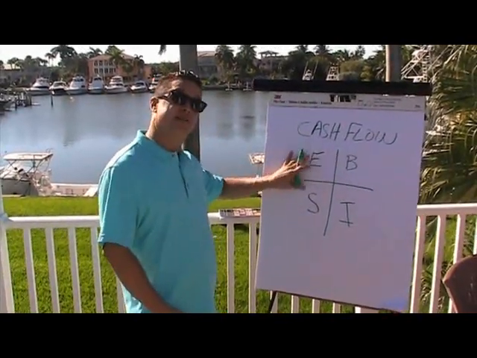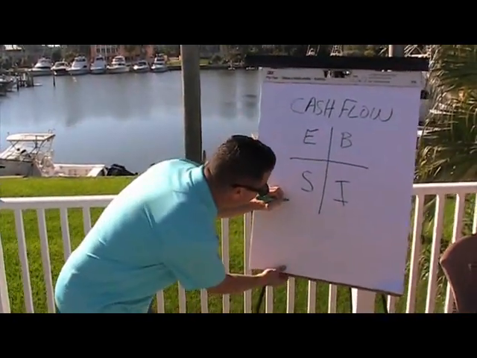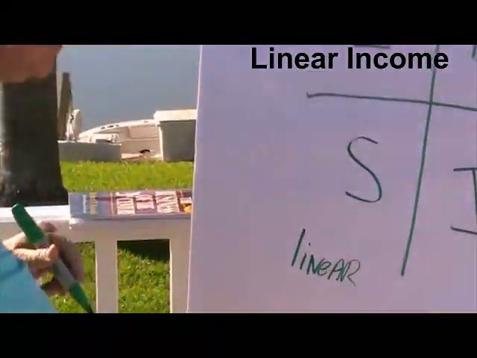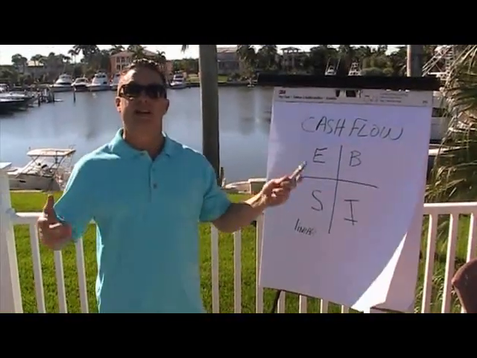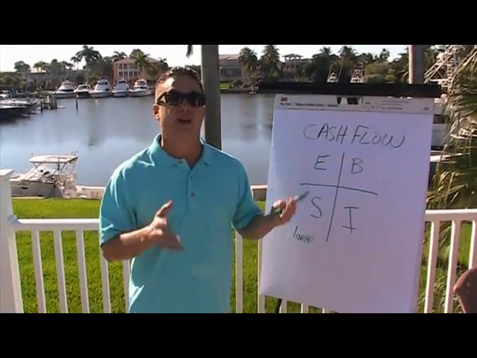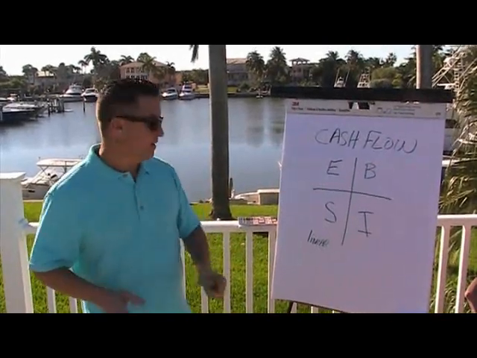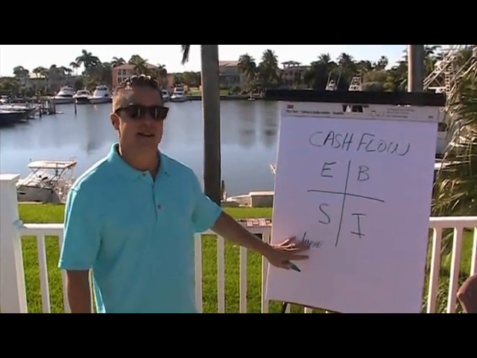The people on the left-hand side of this quadrant, guys, they earn what we call linear income. Linear income is trading your time for money. Simple enough. If you trade your time for money, you are earning linear income.